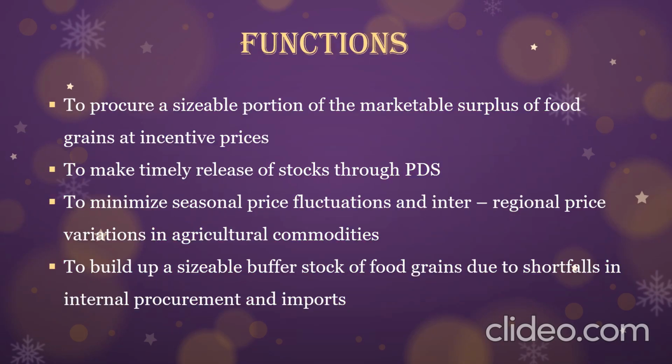The functions of the Food Corporation of India are to procure a considerable portion of the marketable surplus of food grains such as wheat, rice, pulses at incentive prices. It makes timely release of stocks through PDS for easy availability to the consumers. It minimizes the seasonal price fluctuations and inter-regional price variations in agricultural commodities, thereby considering both the producers and the consumers. It builds up a considerable buffer stock of food grains due to shortfalls in the internal procurement and imports.